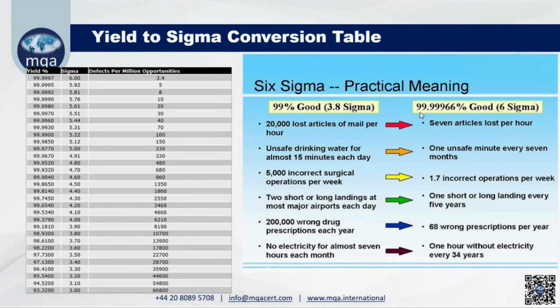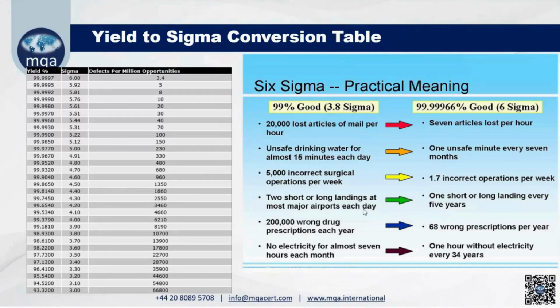If you go for 99.997% accuracy, 6 sigma, then where we lost 20,000 mail articles, we will lose only 7 articles per hour. Unsafe drinking water drops to 1 minute every 7 months. Here it was 5,000 incorrect surgical operations; here it is 1.7 per week. Here it was 2 short or long landings; here it is 1 short or long landing every 5 years.